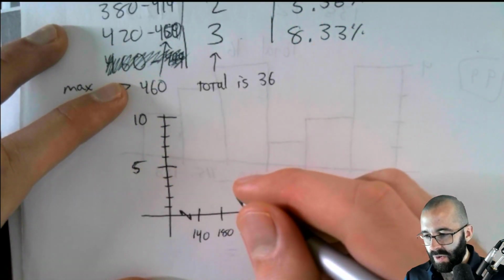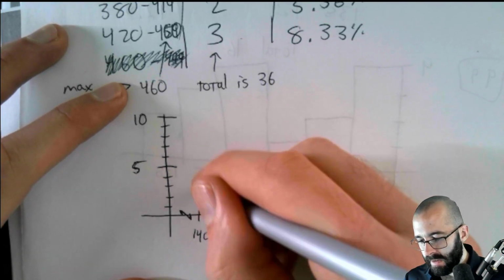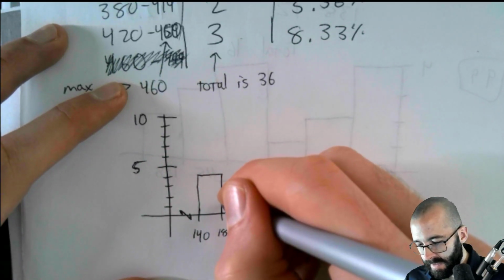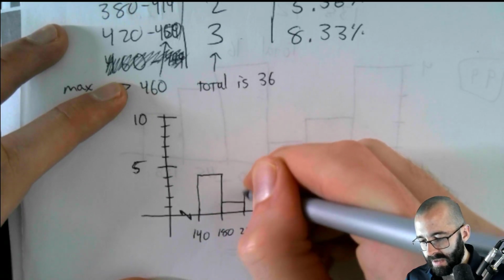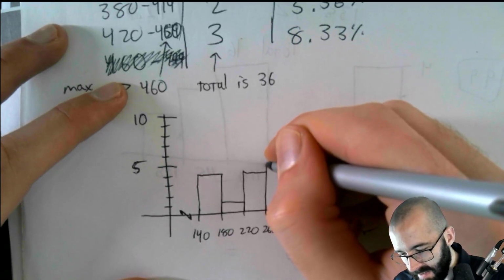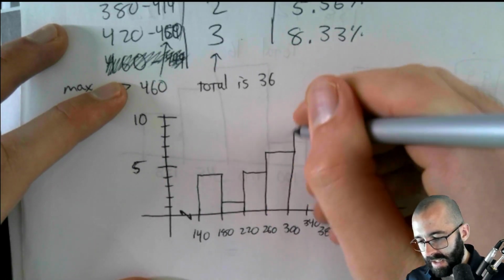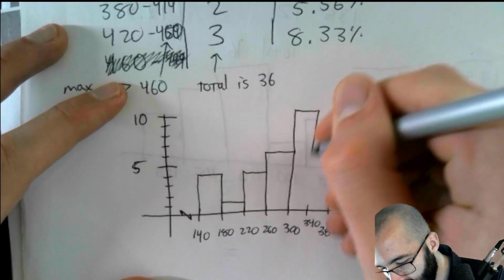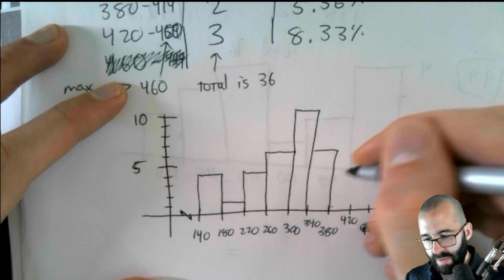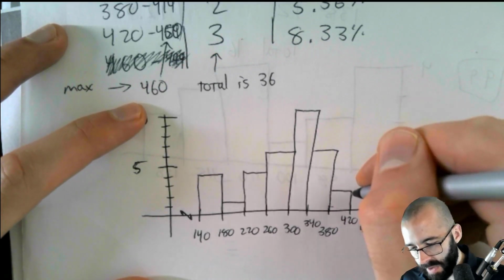All right. And now 140 up to 179 is that first one. That is a frequency of 4. Make sure these all touch. 180 plus is a frequency of 1. 220 was a frequency of 4. 260 was a frequency of 6. It's kind of hard when I'm not directly over the paper. 300 was a frequency of 10. 340 was 6 again. 380 was 2. And 420 was 3.